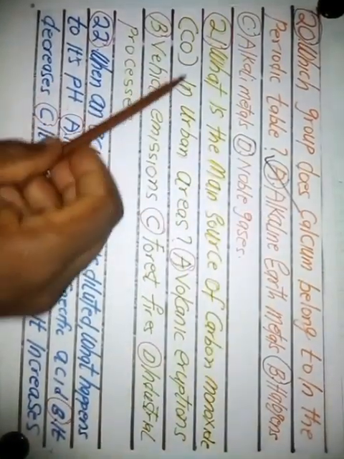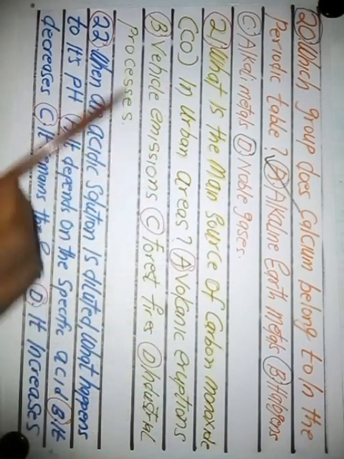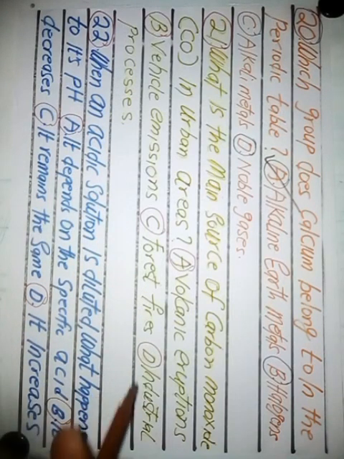What is the main source of carbon monoxide in urban areas? Volcanic eruption, vehicle emission, forest fires, industrial processes. So the answer will have to be industrial processes. That is the main source of carbon monoxide in urban areas.